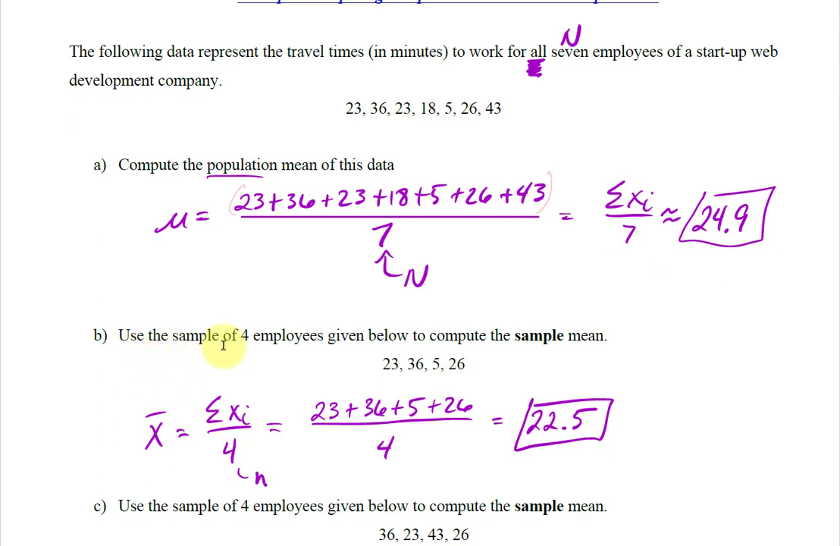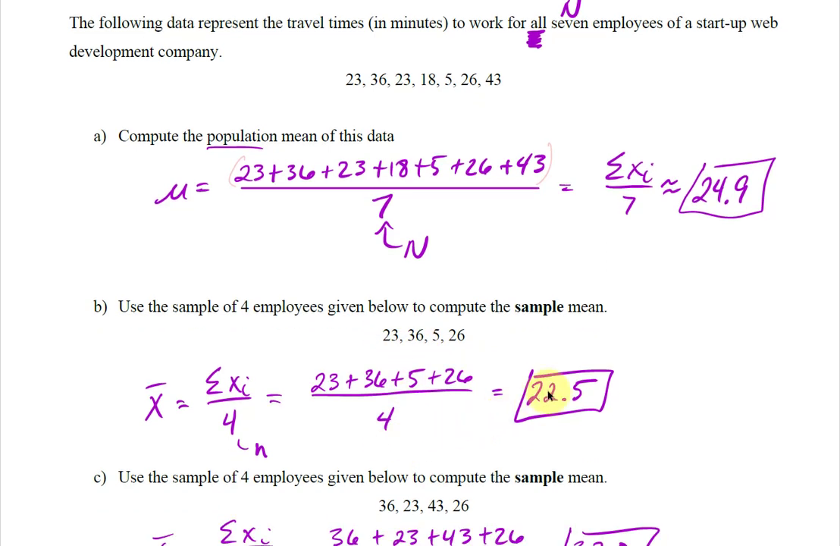Now, use the sample of 4 employees given below. Again, the sample is just a small portion of the population. So we have 4 of them here. To find the sample mean, we just add the 4 of them, and because there are 4, divide by 4 to get 22.5.